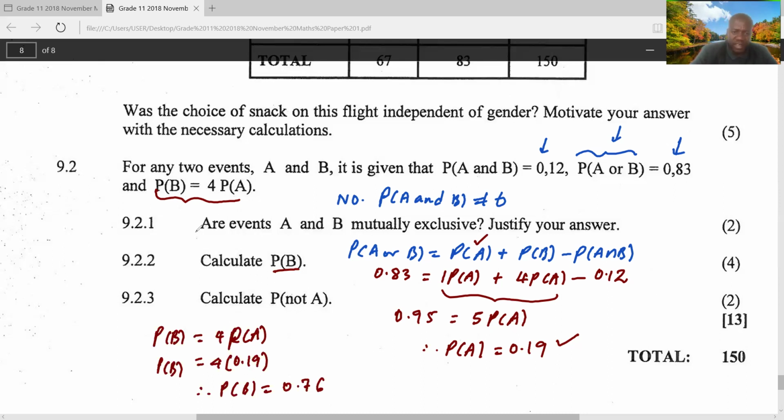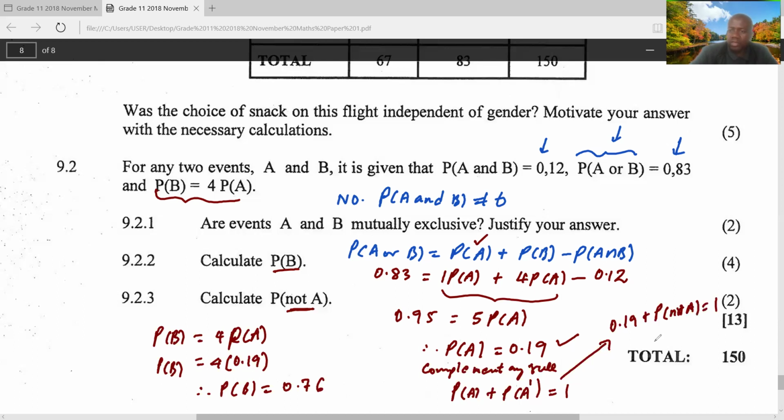Then the other one says, calculate the probability of not A. We're going to use the complementary rule. The complementary rule says the probability of A plus the probability of not A must be 1. What is the probability of A? 0.19 plus the probability of not A is 1. So we transpose, and not A will be 1 minus 0.19, and this will be 0.81.